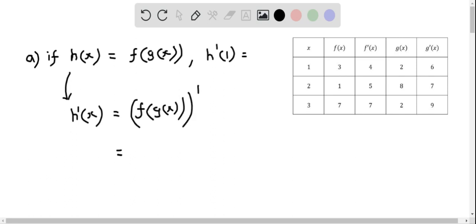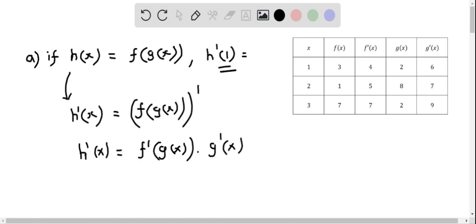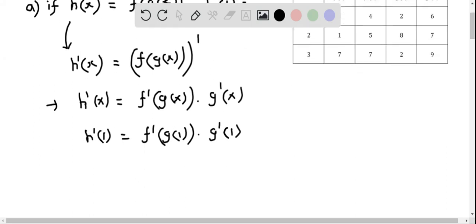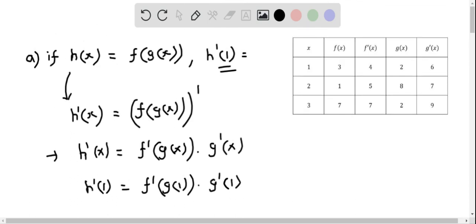According to the chain rule, this equals f prime of g of x multiplied with g prime of x. So this is basically h prime of x. Now since we have to find h prime of 1, we replace all x by 1 in this equation. Therefore, h prime of 1 equals f prime of g of 1 multiplied with g prime of 1. Now we can find the values of g of 1, g prime of 1, everything from the table.